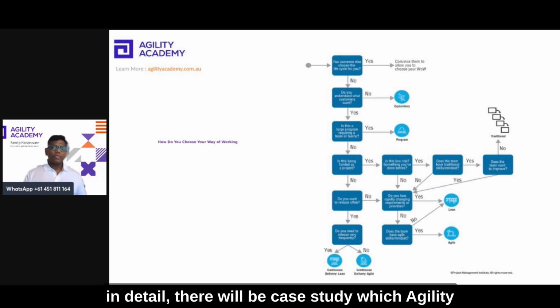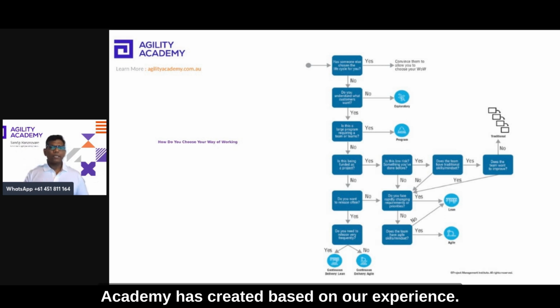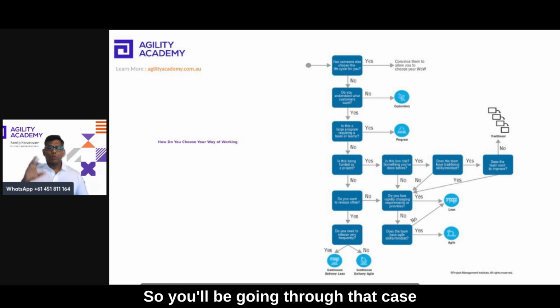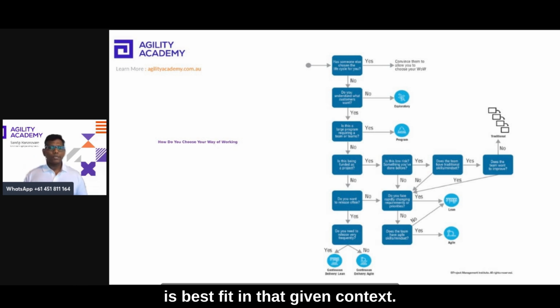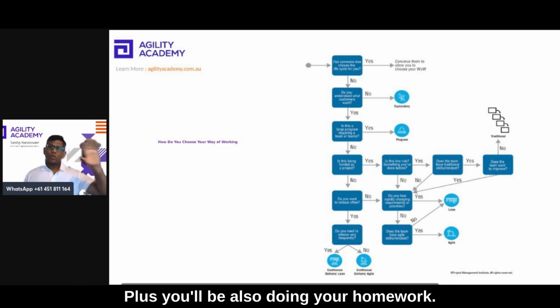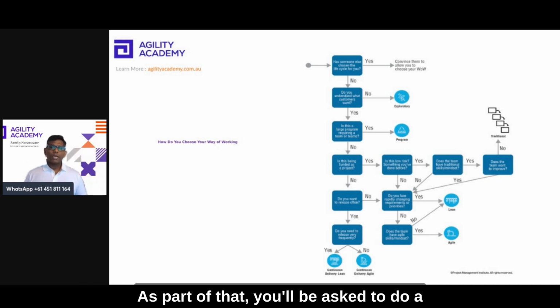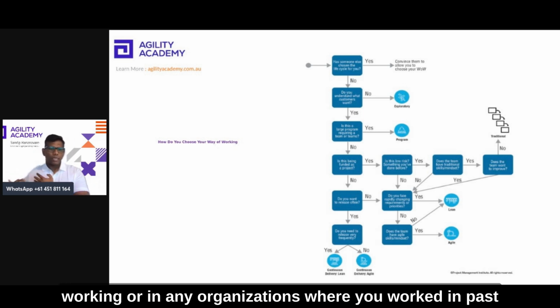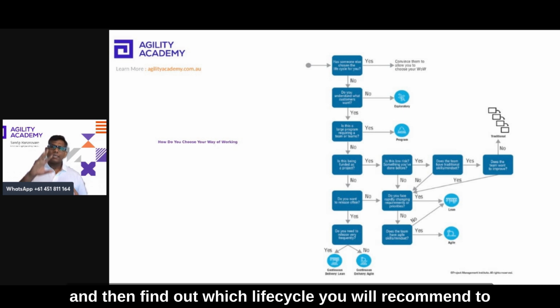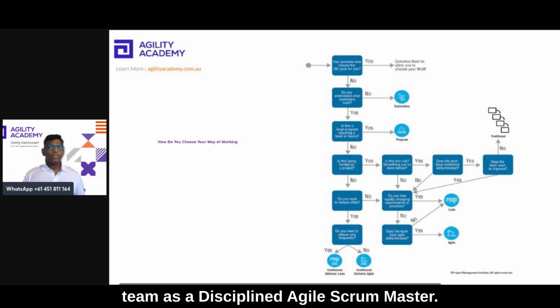There will be a case study which Agility Academy has created based on our experience. You'll be going through that case study to understand which life cycle is the best fit in that given context. Plus, you'll also be doing your homework. As part of that, you'll be asked to do a bit of analysis about your current team, or any organizations where you worked in the past, and then find out which life cycle you would recommend to the team as a Disciplined Agile Scrum Master.